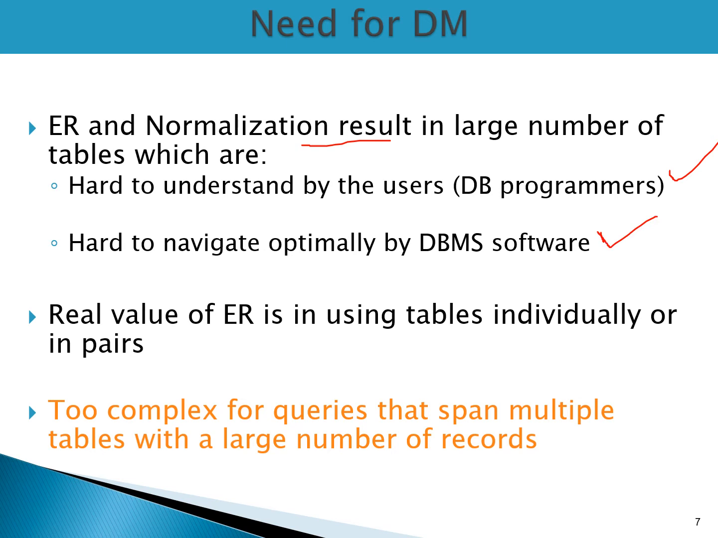For example, to get the answer to a query, you have to span or navigate multiple tables. The real value of ER is in using tables individually or in pairs. It is too complex for queries that span multiple tables with a large number of records. If a table has a large number of records and your query has to span multiple tables, then ER modeling becomes very complex.